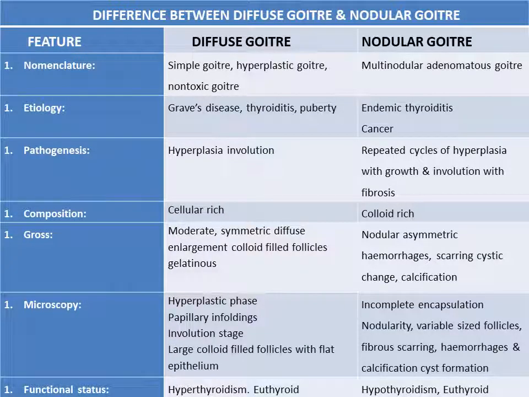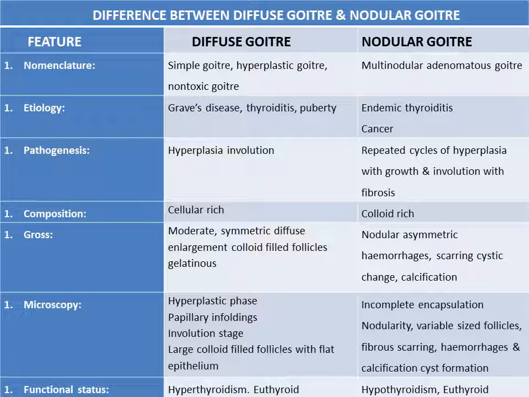Then the difference between diffuse goiter and nodular goiter, very important from the examination point of view. First, nomenclature: diffuse goiter is simple goiter, hyperplastic goiter, non-toxic goiter, whereas nodular goiter is multinodular adenomatous goiter. Second, etiology: the causes for diffuse goiter are Graves' disease, thyroiditis, puberty, whereas for nodular goiter they are endemic goiter, thyroiditis, cancer. Third, pathogenesis: hyperplasia and involution in diffuse goiter, whereas in nodular goiter, repeated cycles of hyperplasia with growth and involution with fibrosis. Composition of the thyroid gland: diffuse goiter is cellular rich, whereas nodular goiter is colloid rich.